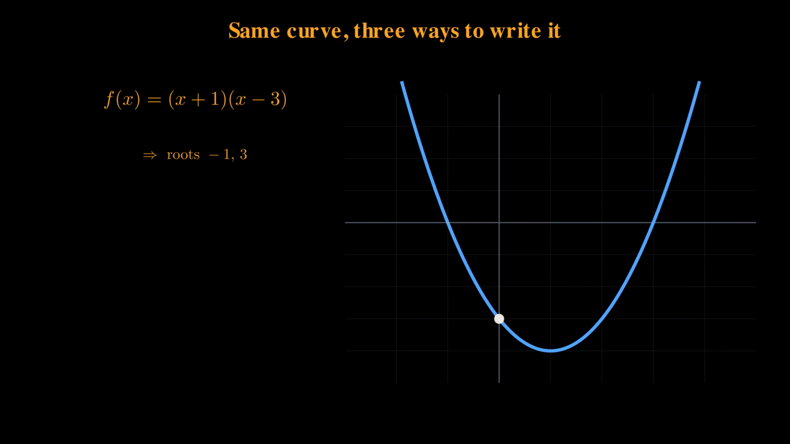And in this disguise, the roots jump out. Minus 1 and 3, the two x-intercepts. And complete the square, exactly as we just learned: (x minus 1) all squared, minus 4. Still the identical curve, but now the vertex is handed to us: (1, minus 4). Three faces, one parabola. The whole skill of this topic is choosing the face that answers the question and switching to it.